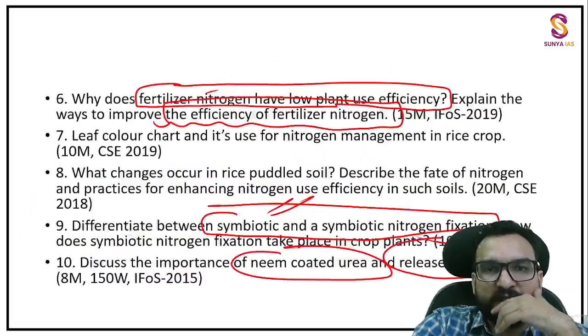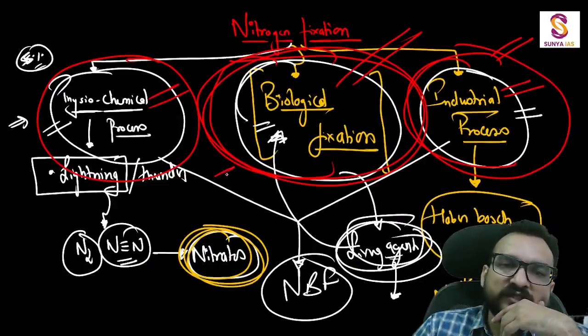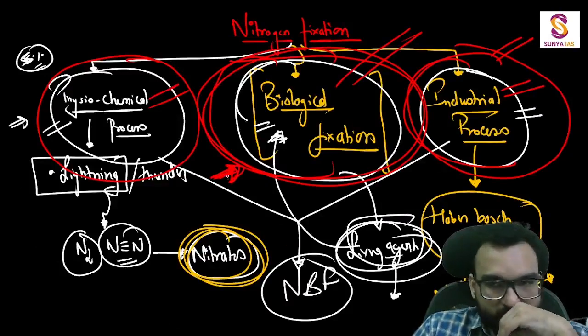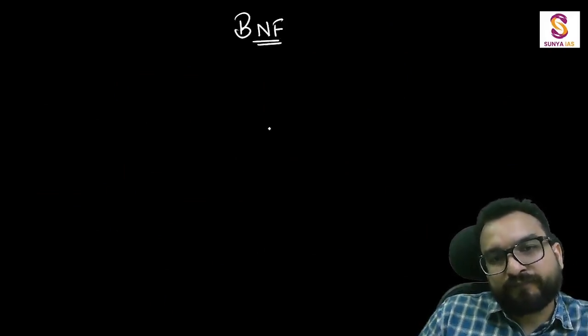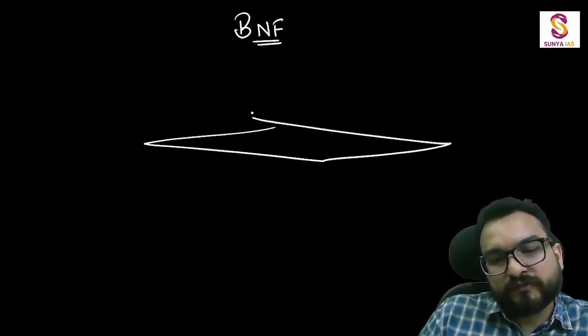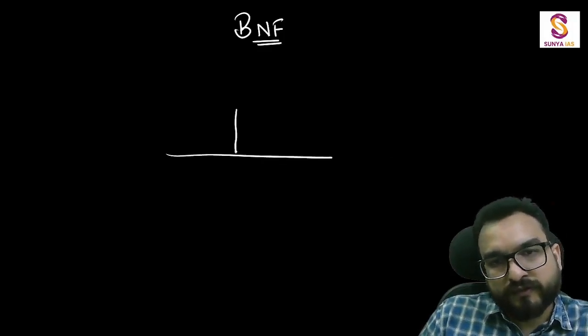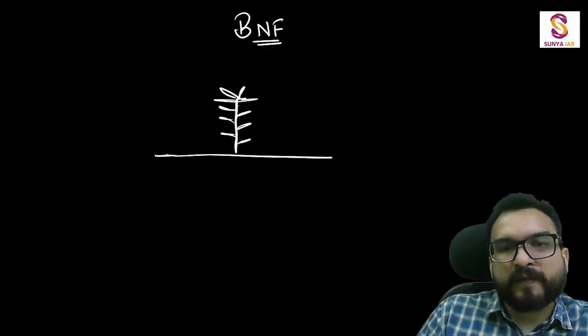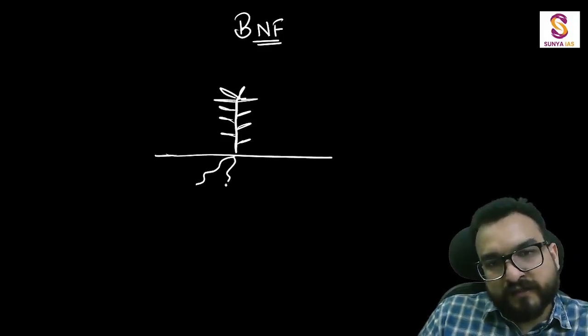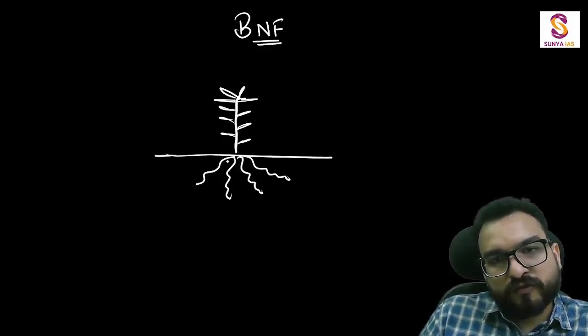Okay? But now we have to come to the major portion, that is biological fixation, which is of utmost importance. This you have to understand. So now you see the third category, or the middle category, that is biological nitrogen fixation. Now let me show you the picture, or let me just draw it simply. This is your plant over here. These are the roots of the plant.